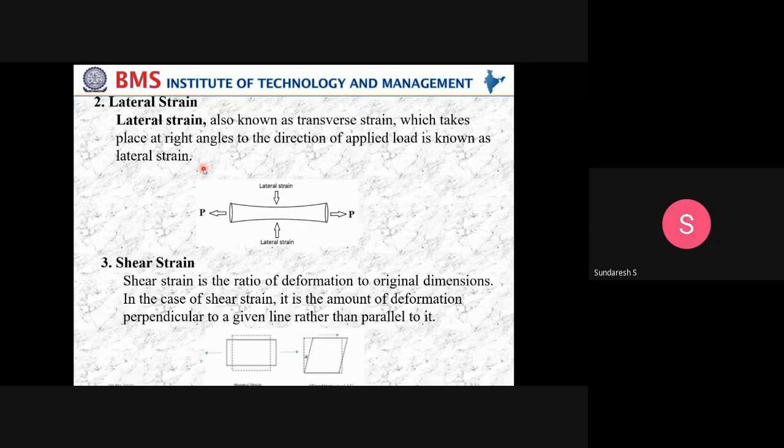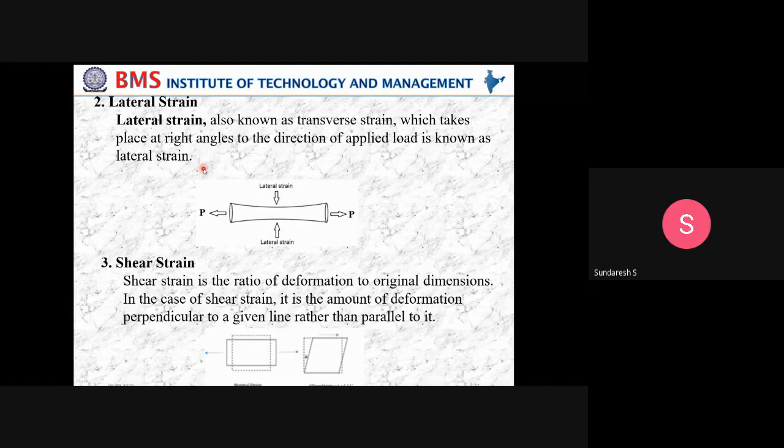Longitudinally as well as laterally. What we discussed in the previous slides, just like the tensile strain or a compressive strain, they are occurring along the length. So that is acting along the axis of the member. So we generally term that as a longitudinal strain or an axial strain, whatever it might be.